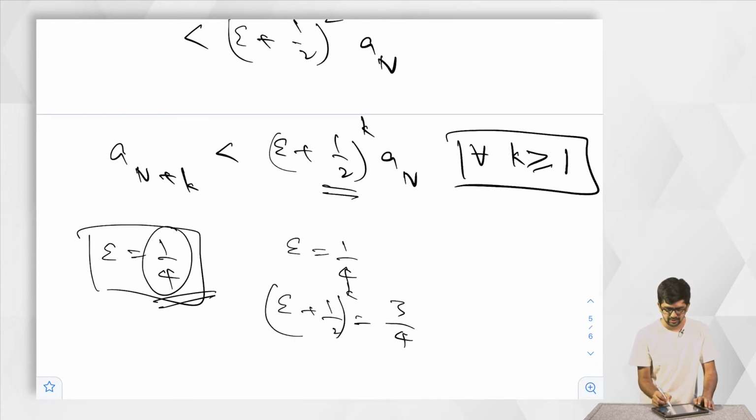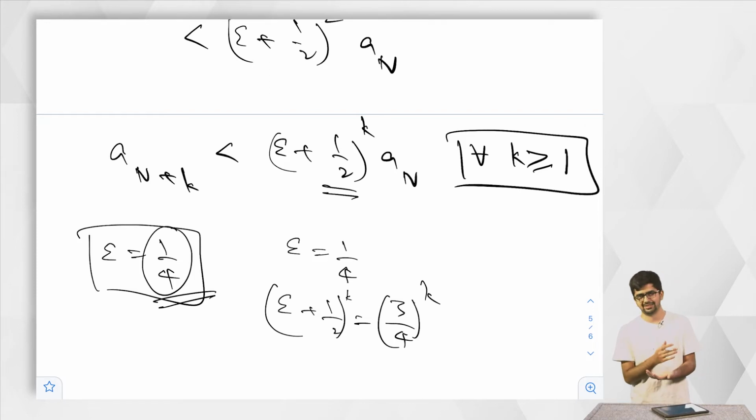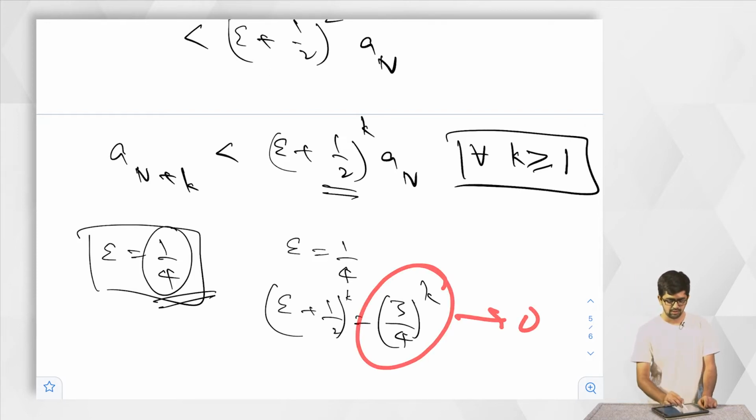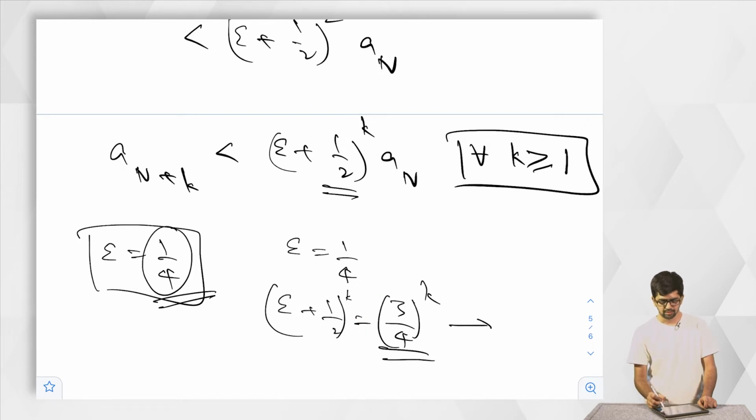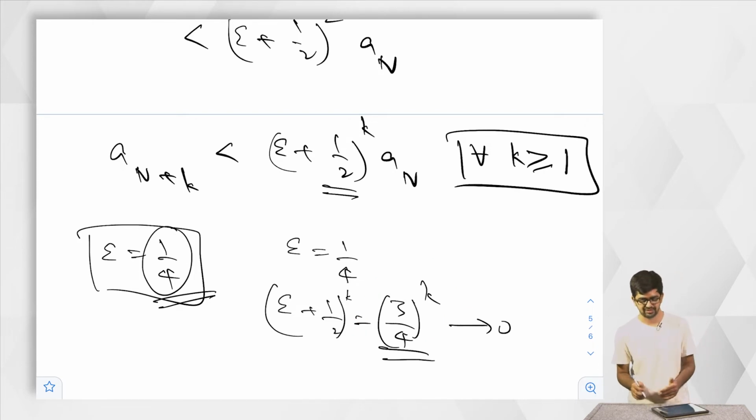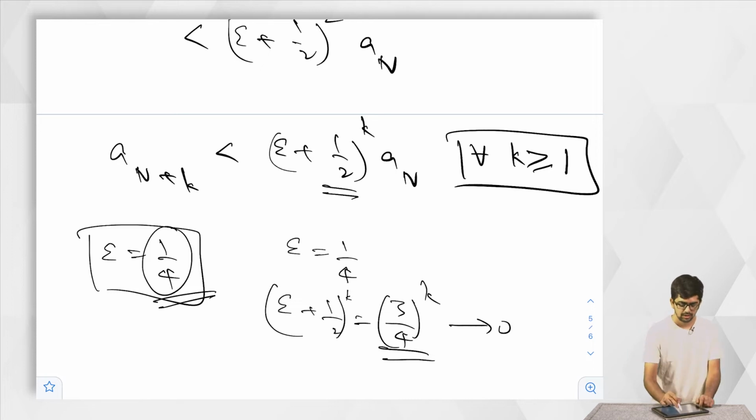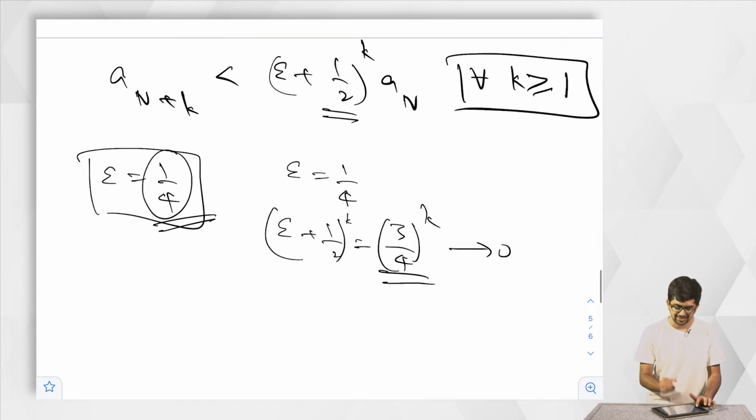This power k is equal to this power k. Here there is a k which is not very clear, so let me write down again. But you already know, I mentioned just now, for any positive number L less than 1, L power n goes to 0. So 3/4 power k goes to 0 as k goes to infinity. So this sequence in k is going to 0. Now what? This implies this sequence is going to 0.